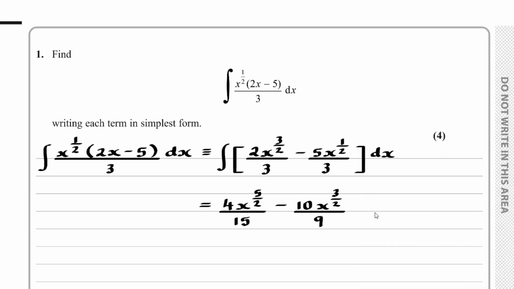And don't forget, when we integrate an indefinite integral, we need to add on a constant c. So integrating x to the 1/2 multiplied by 2x subtract 5 over 3 with respect to x, we end up with 4x to the 5 over 2 over 15 subtract 10x to the 3 over 2 over 9 plus c.